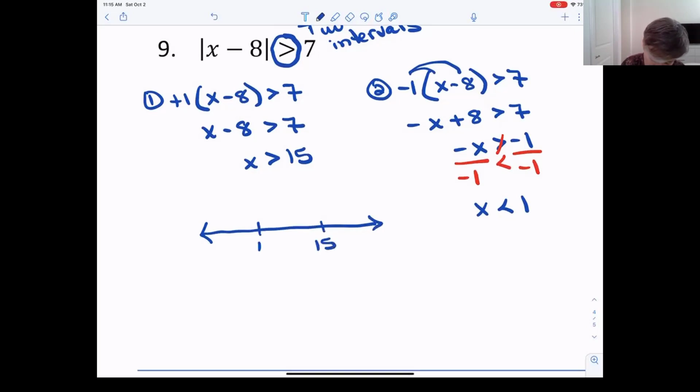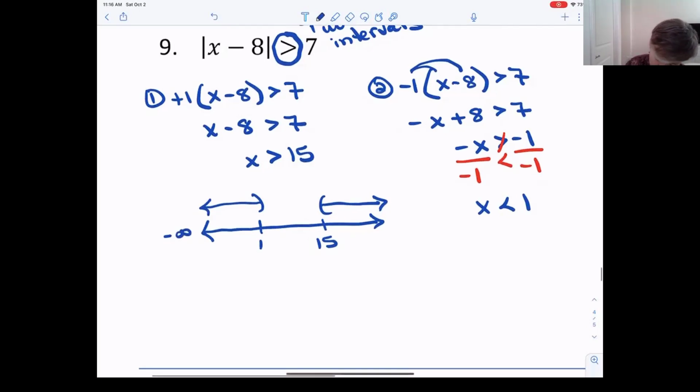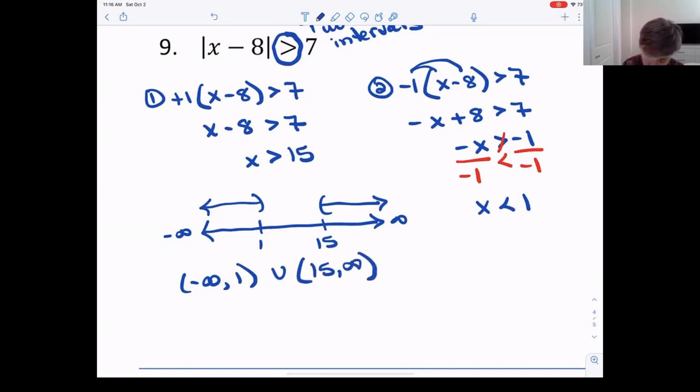We have x is larger than 15 to the right, and x is smaller than 1 to the left. That gives us two intervals. The first interval on the left goes from negative infinity to 1, parentheses. Union, the second interval starts at 15 towards infinity. Notice everything's in parentheses because there's no or equals to sign.